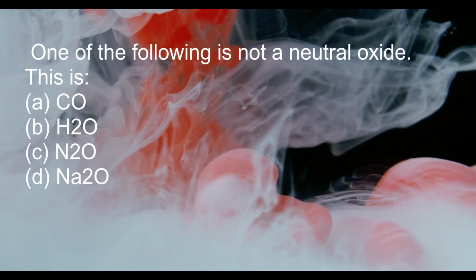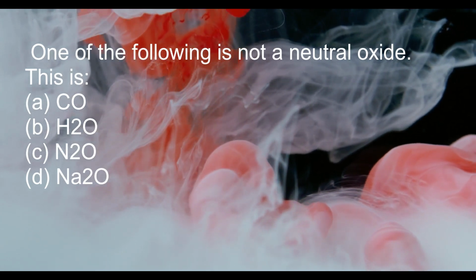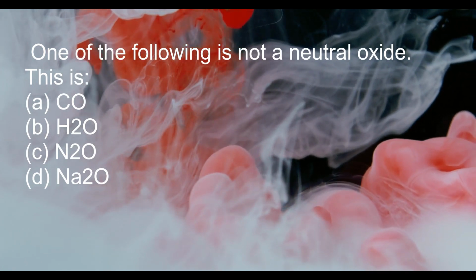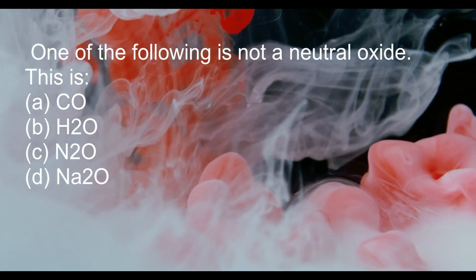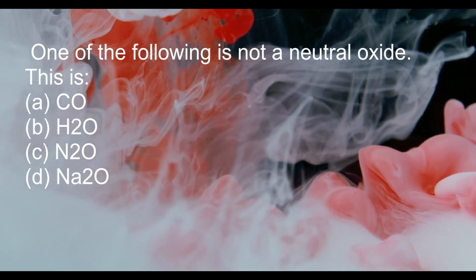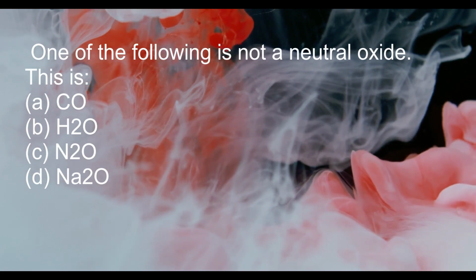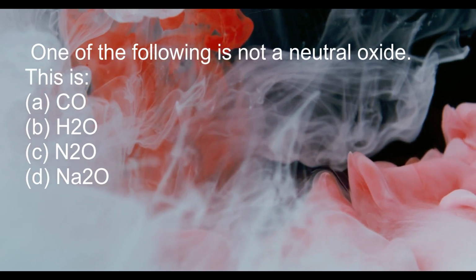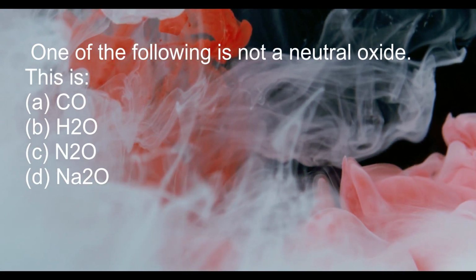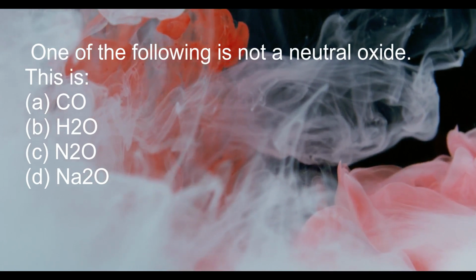Which one of the following is not a neutral oxide? A. CO, B. H2O, C. N2O, D. Na2O. Correct option is D. Neutral oxides are those oxides which show neither basic nor acidic properties when they react with water. Examples include carbon monoxide and nitrous oxide, which are only slightly soluble in water. Nitric oxide is also a neutral oxide. Water is neutral in nature. Oxide of sodium is a basic oxide in nature.